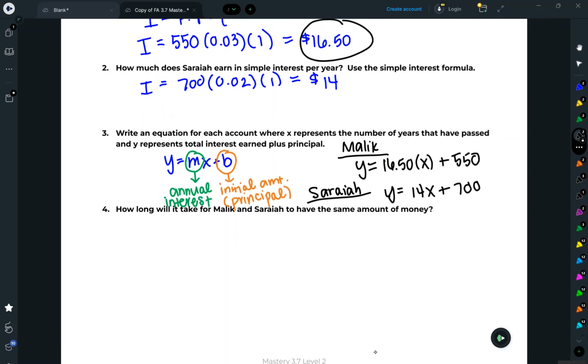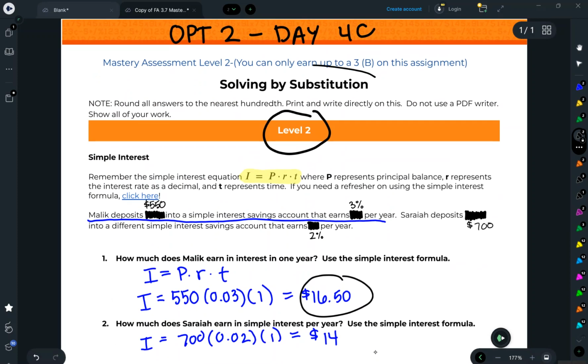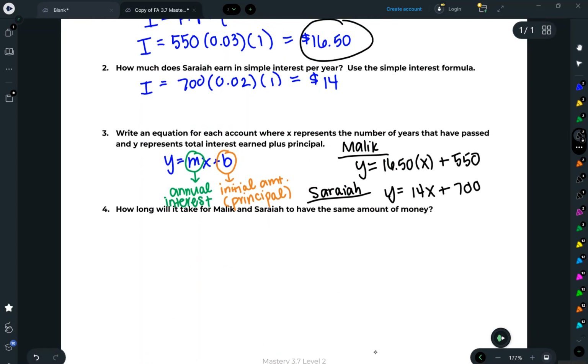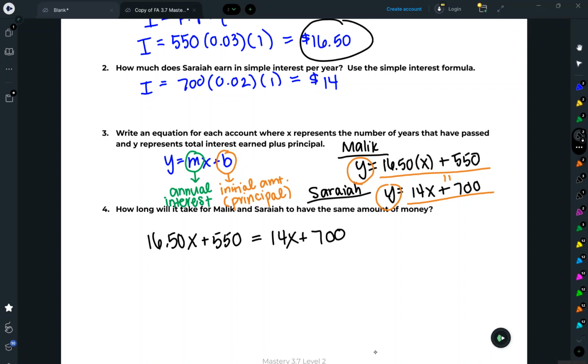And then it says, how long will it take for them to have the same amount of money? So remember what this is. This is substitution. We have to solve by substitution. When you solve an equation like this by substitution, they're both equal to y. So what we can do is we can make them equal to each other. So I'm going to take the 1650x plus 550 and set it equal to 14x plus 700. And now I just have to solve this equation.